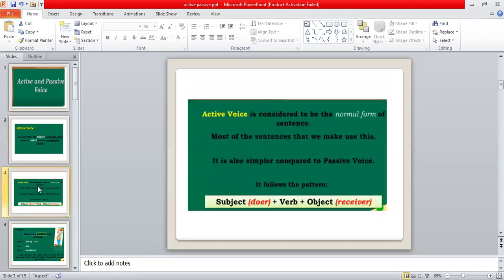Active voice is considered to be the normal form of a sentence. Most of the time, the normal sentence which we write is an active sentence. So most of the sentences that we make use active voice. It is also simpler compared to passive voice. It follows a pattern. The structure formula of active voice is subject, which is the doer of the action, plus verb, which can be a helping verb or action verb, plus object, which is the receiver of the action.